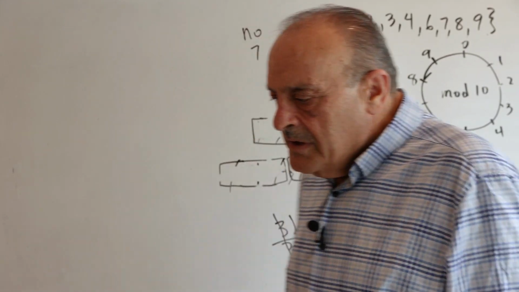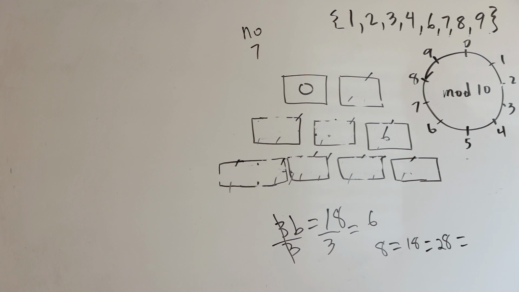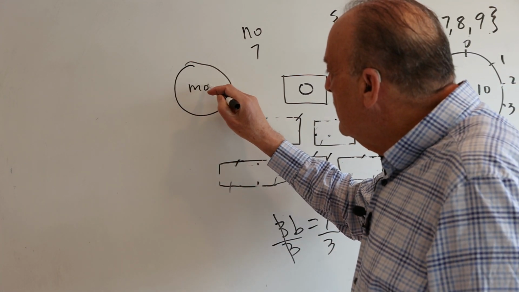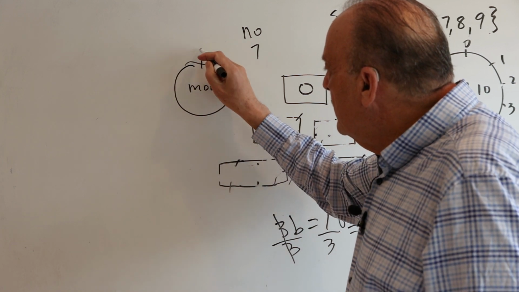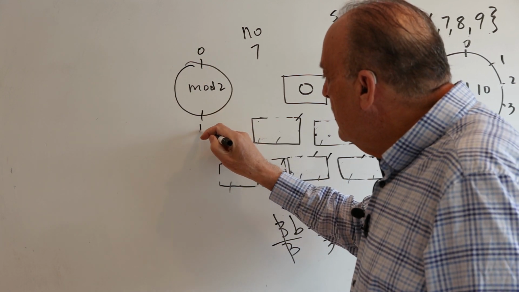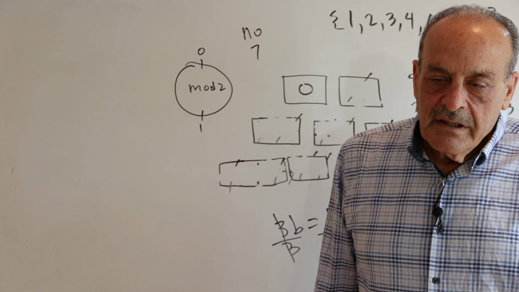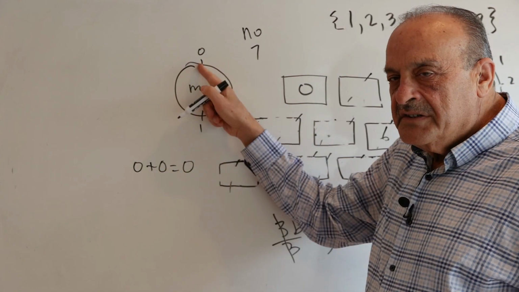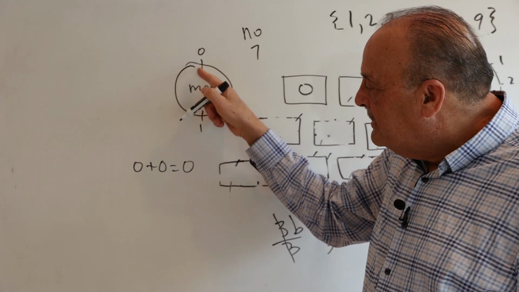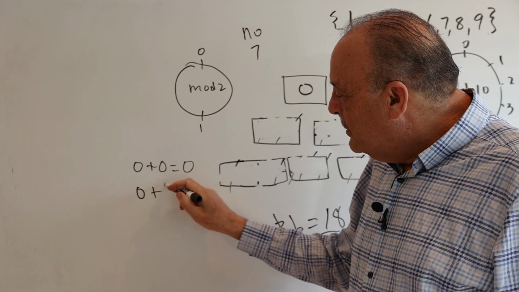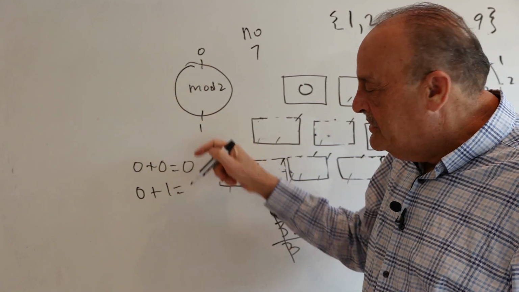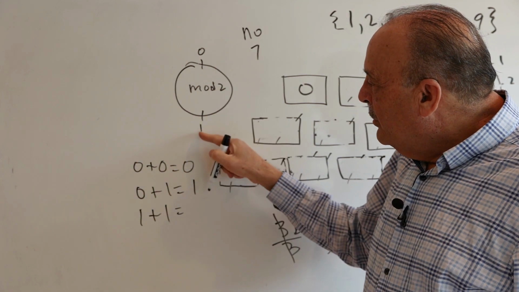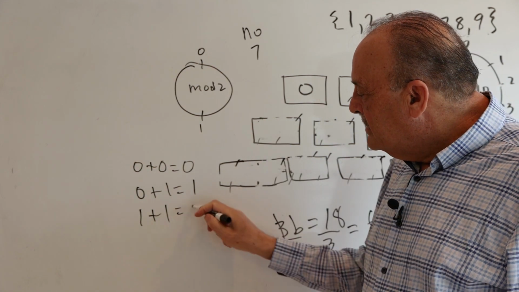And so I'm going to change clocks. I'm going to look at a clock called Mod 2. This clock has only 2 numbers on it. If I add 0 and 0, I get 0. Start here at 0 and go 0 spaces, so you stay right there. Suppose you want to add 0 and 1. You start at 0 and you add 1 space, you land on 1. And what about 1 plus 1? You start at 1 and you go 1 space, and you land on 0.